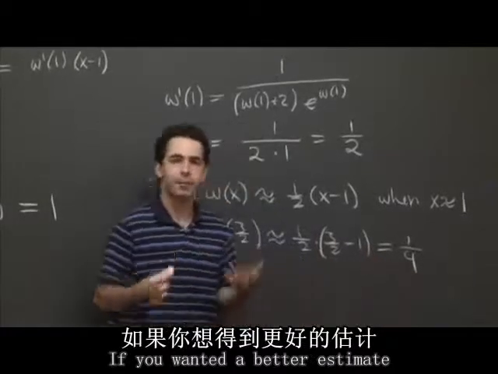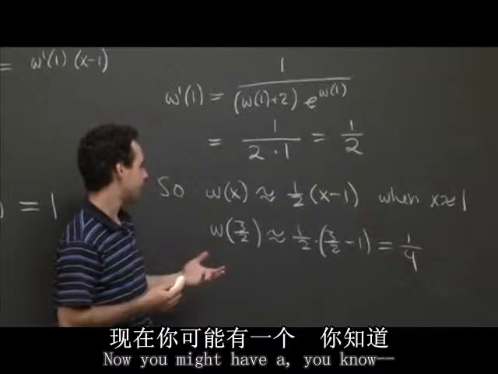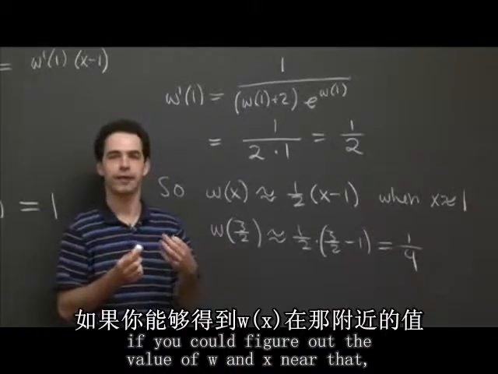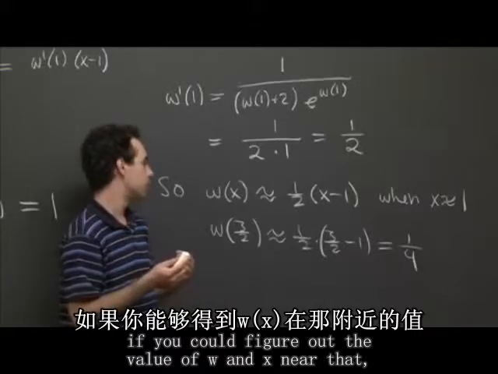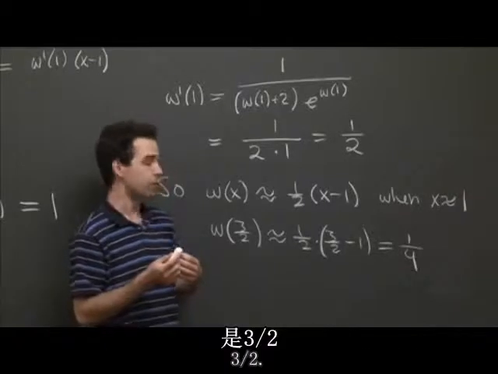If you wanted a better estimate, you could try iterating this process, or choosing some base point even closer, if you could figure out the value of w near this point that you're interested in, 3/2.